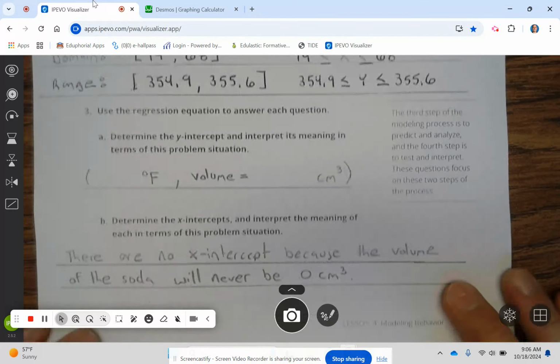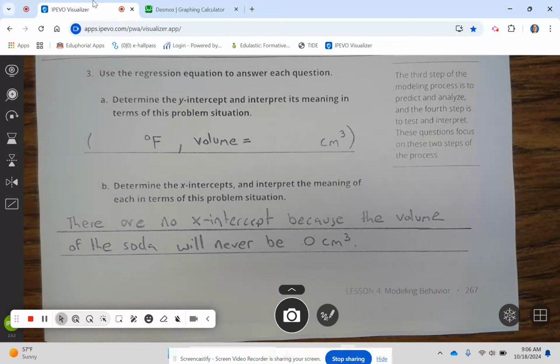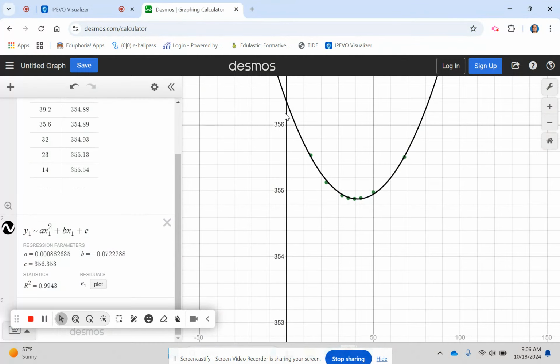All right, let's take a look at number 3. Use the regression equation to answer each question. Determine the y-intercept and interpret its meaning in terms of this problem situation. Okay, so we're going to go to Desmos. There's our y-intercept. So that's 0 degrees Fahrenheit, and the corresponding volume is 356.3534 centimeters cubed.